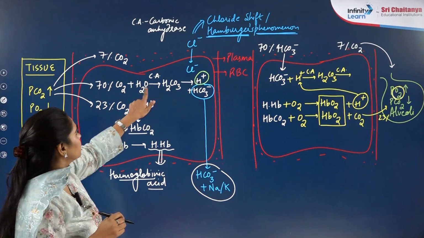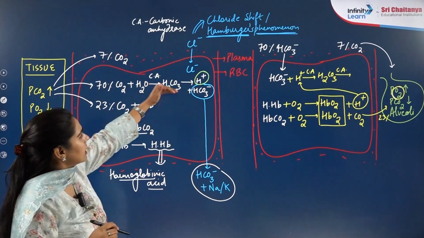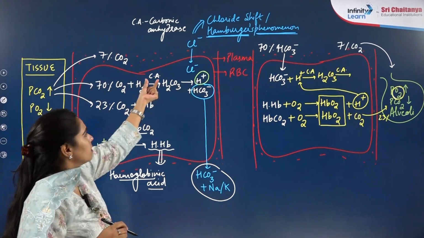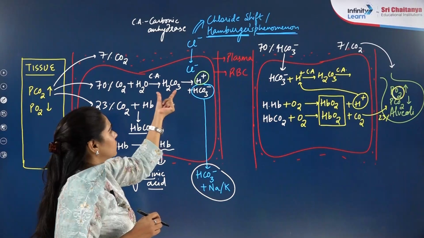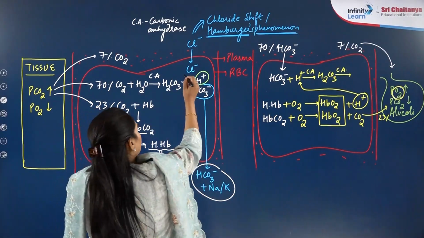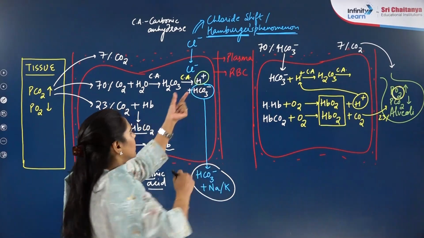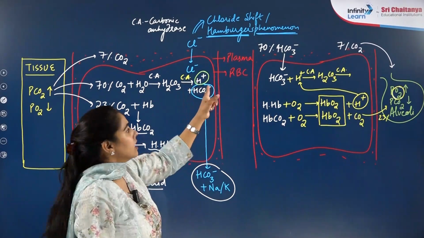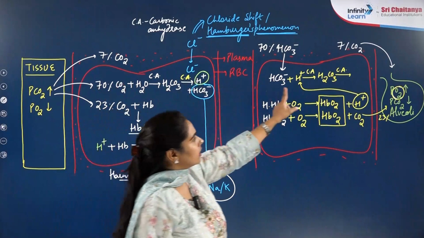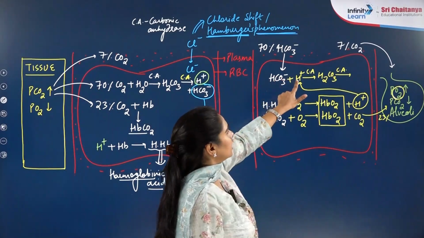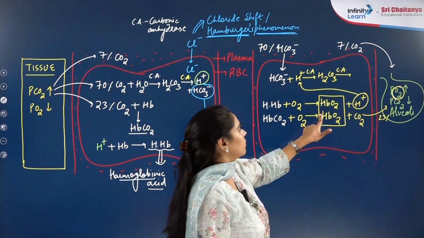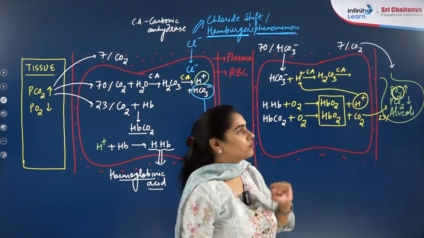You have seen here the reaction has occurred in the forward direction. CO2 plus H2O in the presence of carbonic anhydrase has formed H2CO3. Further, in the presence of carbonic anhydrase, it has dissociated into H plus and HCO3 negative. Now the reaction is occurring in the reverse direction. HCO3 negative combines with H plus. Here is the release of the H plus after the formation of HbO2.